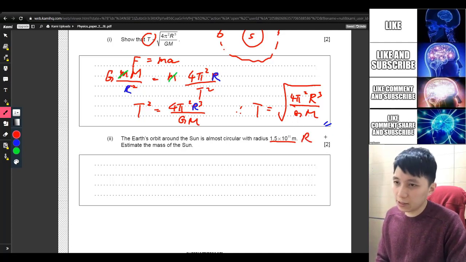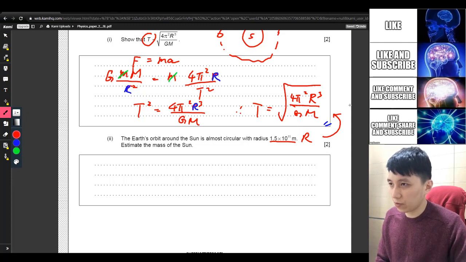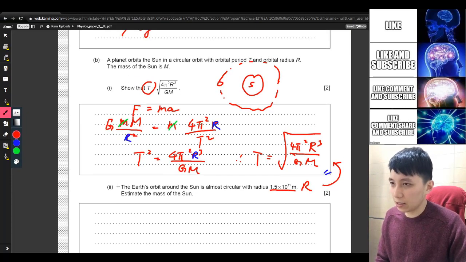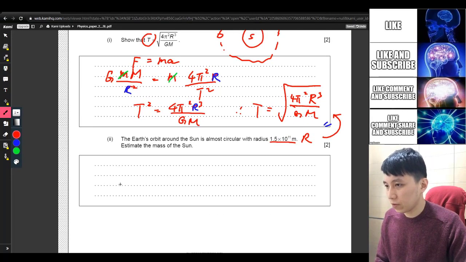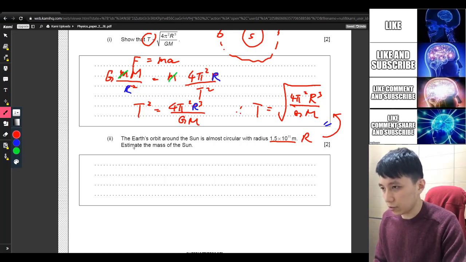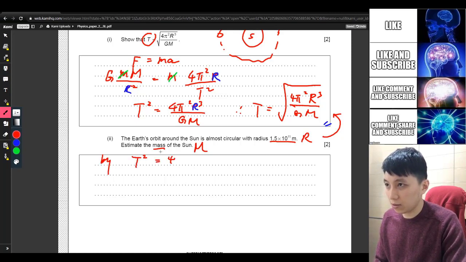Obviously, this is a question where you need to use the previous part. Even though they didn't say it, I guess it's pretty obvious. You don't have to deduce another equation. So calculate the mass. This is the big M that we have. So by applying what we have, T squared over, I'll just copy again. Or actually, I should do the square root of that one.